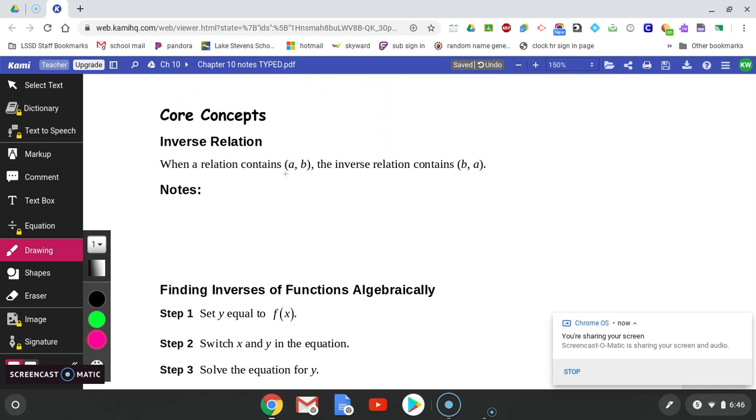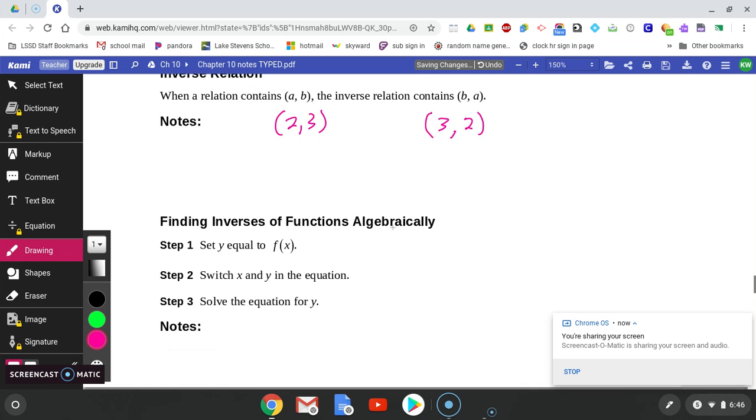Okay, so if they give you a coordinate point, the inverse of it is just where you flip the x and the y. So if I tell you in the original problem, you have the coordinate point 2, 3, the inverse of that would mean that it would have the point 3, 2. So that's what we're doing. We're switching our x and our y.